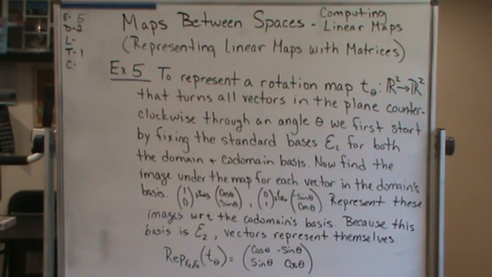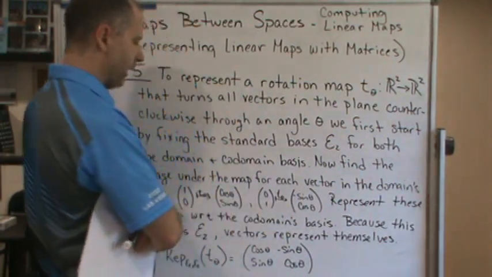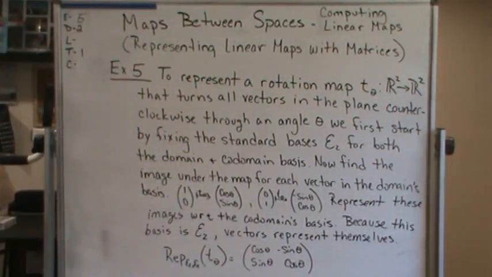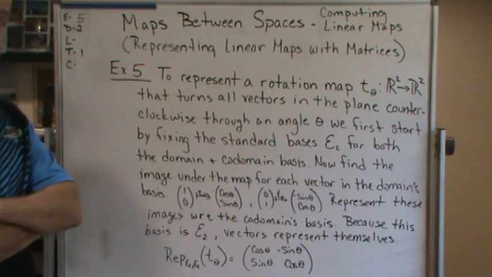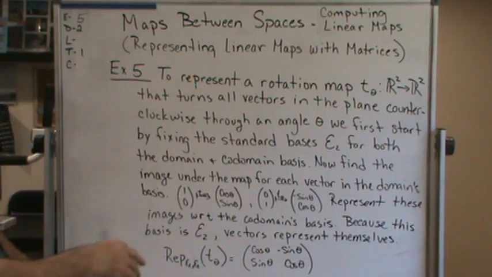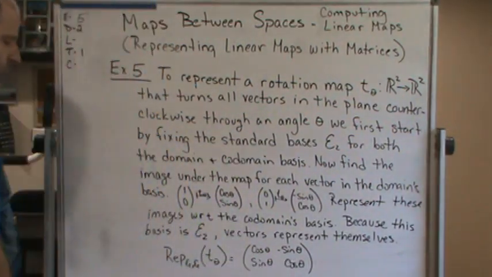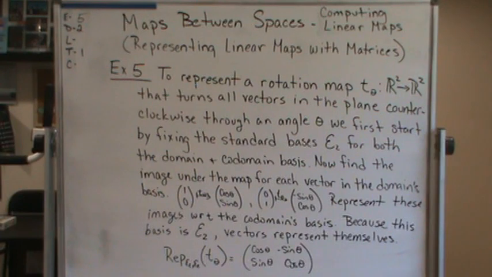Now we're going to represent these images with respect to the codomain's basis. We're going to take these two images and do like we did before: represent them with respect to the codomain's basis, but in this case they're the same. So the vectors are going to represent themselves, and then all we have to do is adjoin them, and we get the representative matrix for the map, tau sub theta.